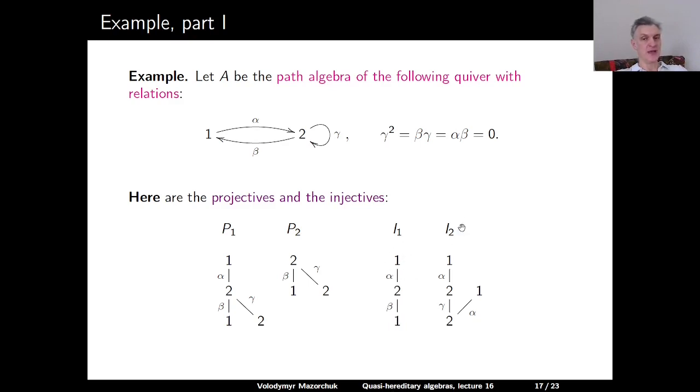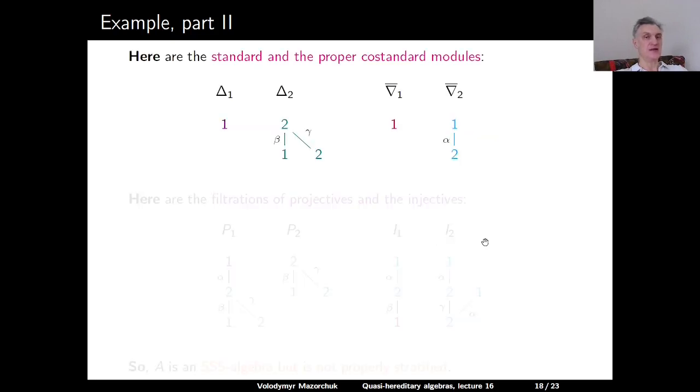That's I1. And I2 starts at the bottom from 2, and we can go to this 2 by alpha from 1, or by gamma from 2, and to this domain of gamma we can write by alpha from 1. So these are the projectives and the injectives. And now we can see that the standard modules and the proper costandard modules are as follows.